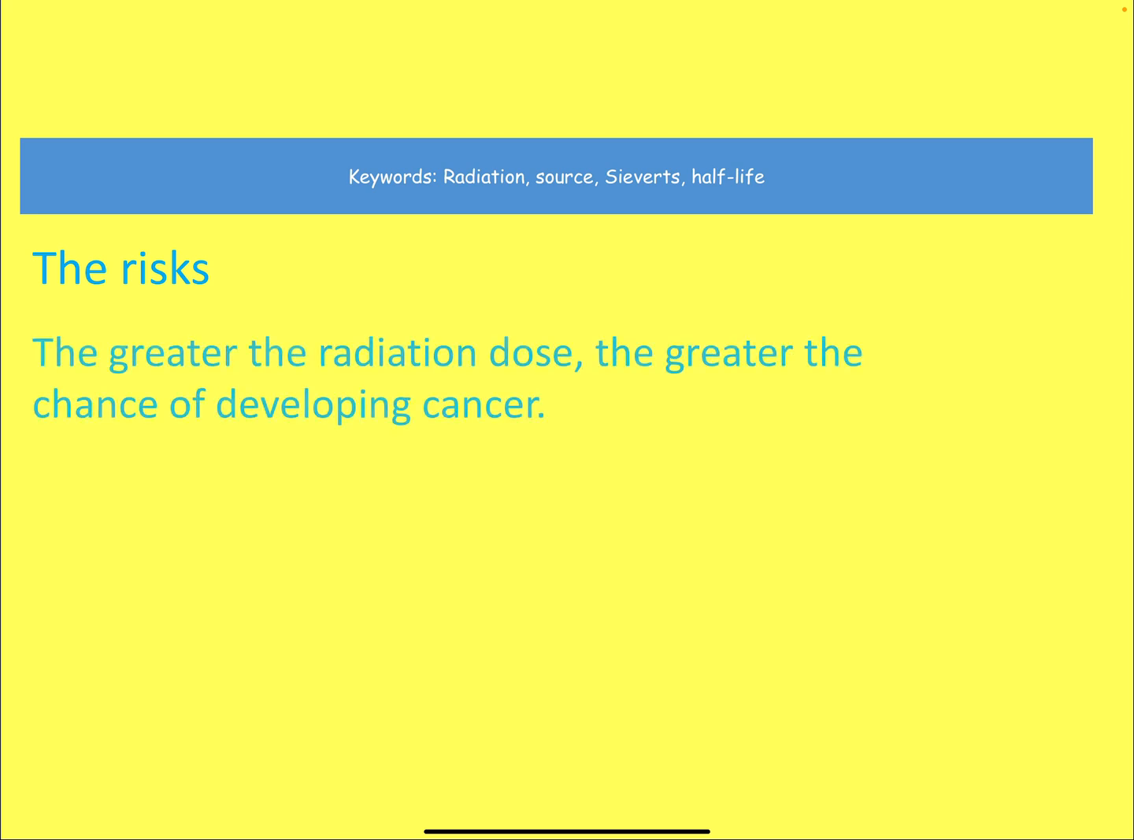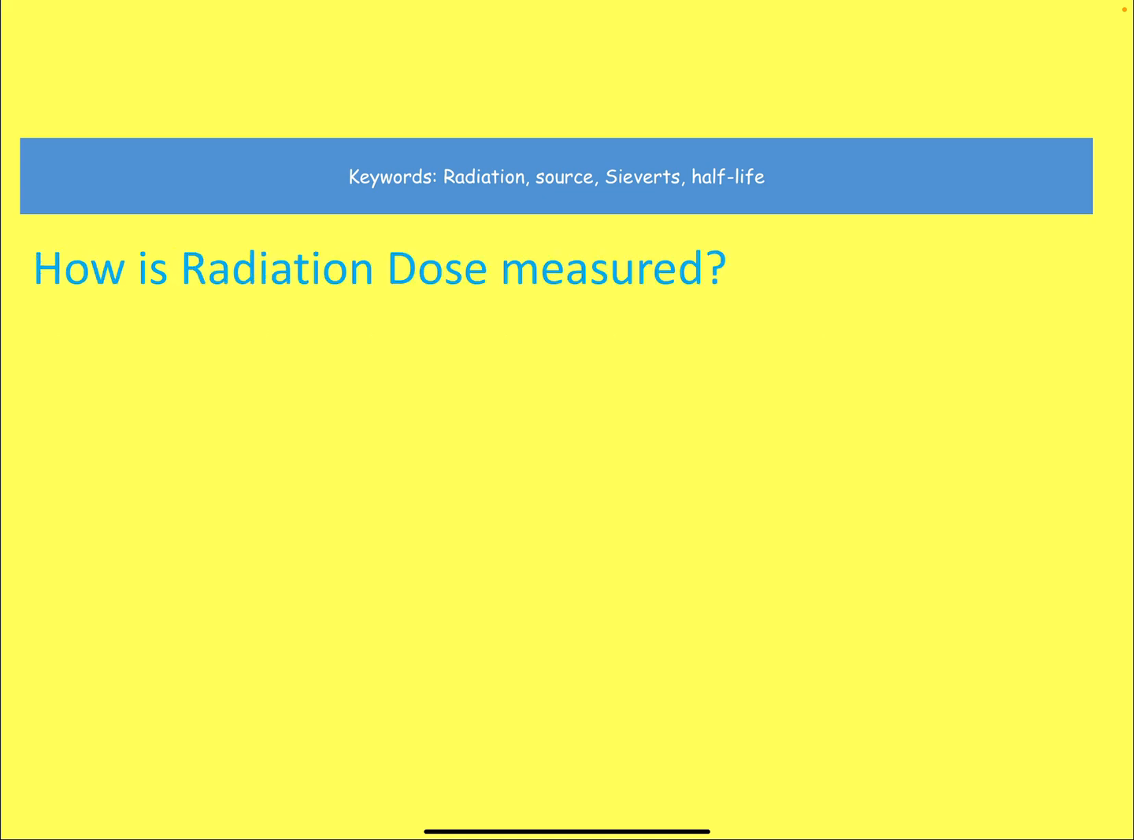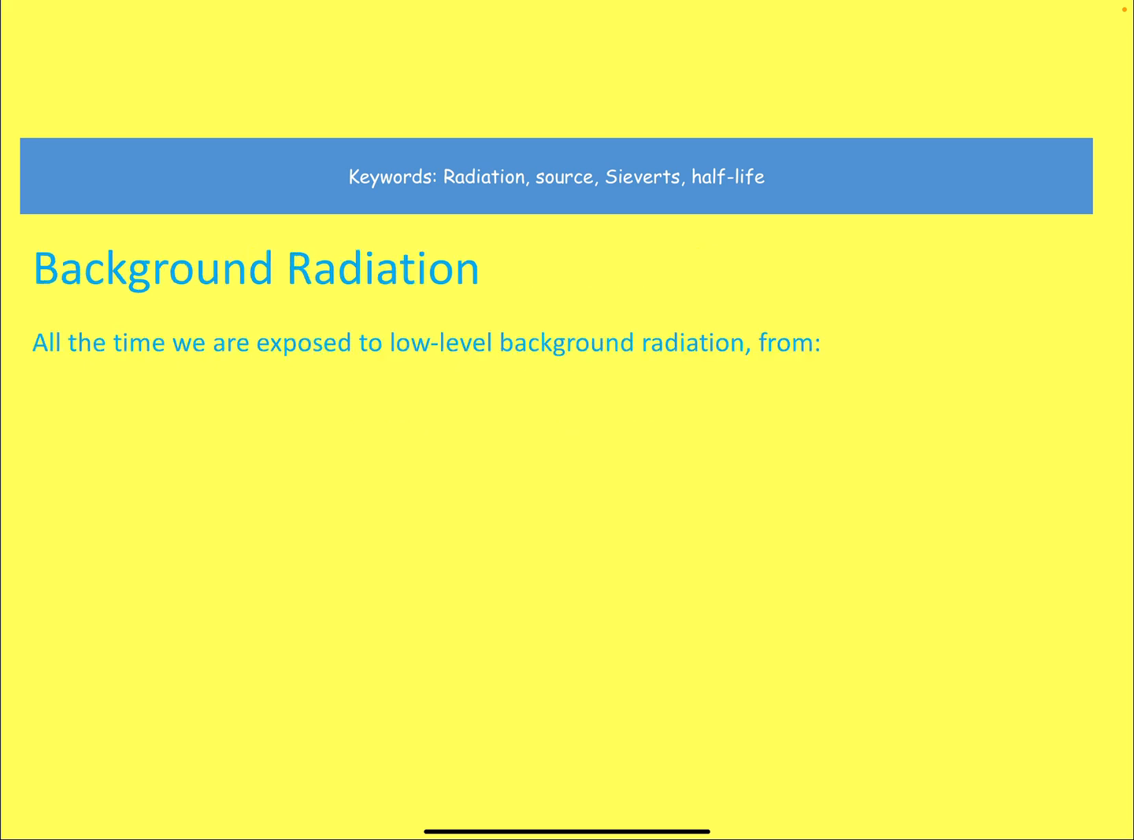See if you can write some risks down. Okay, if we then move on, let's have a look. The greater the radiation dose, the greater the chance of developing cancer. How is radiation dose measured? The radiation dose is measured in sieverts. Now then, background radiation. All the time we are exposed to low-level background radiation.